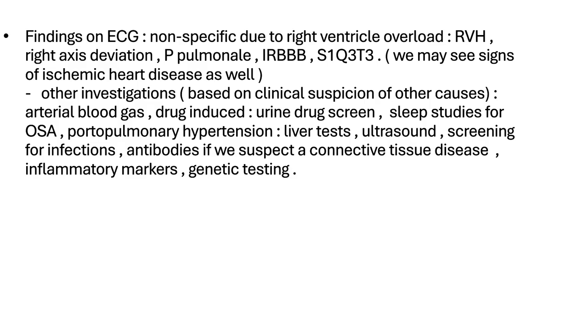Other investigations are based on our clinical suspicion of other causes, so it's based on each clinical case. We may check for arterial blood gases, for drug screening in the urine if we suspect that it's drug induced, a sleep study if we suspect obstructive sleep apnea, liver function tests in case of suspicion of pulmonary hypertension with ultrasonography, and screening for infections if we suspect it with antibodies, for example, if we suspect connective tissue pathology, inflammatory markers, and so on.